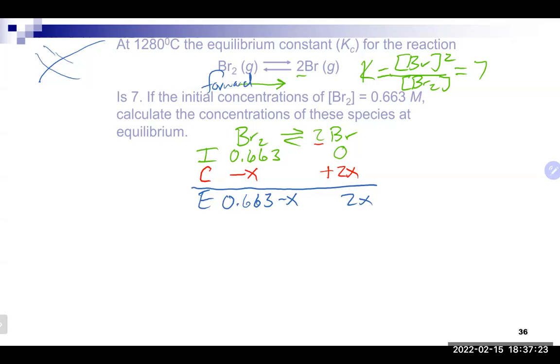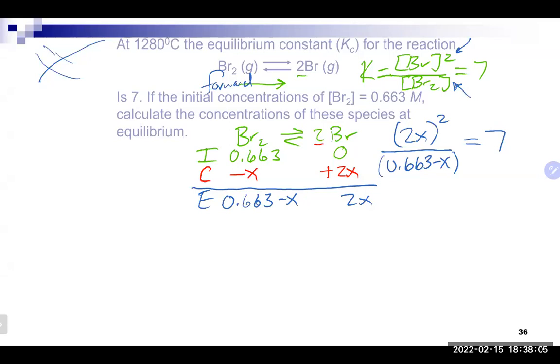Other questions? All right, so now is the math part. We're going to take everything that we have on the equilibrium line, and we're going to put those values into our equilibrium expression here. So if we do that, up on top should go 2x, and we should square it because of that square right there. And on the bottom should go 0.663 minus x, and that will equal 7, which is the equilibrium constant value in this particular case. Any questions on that there?